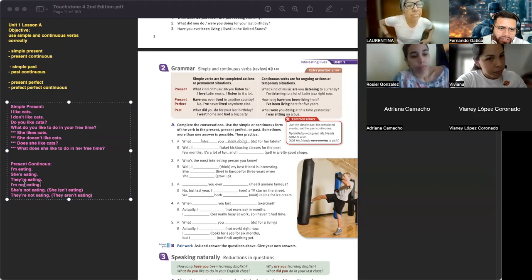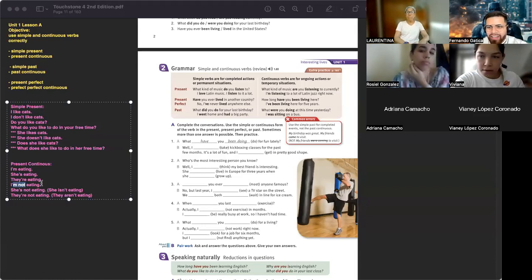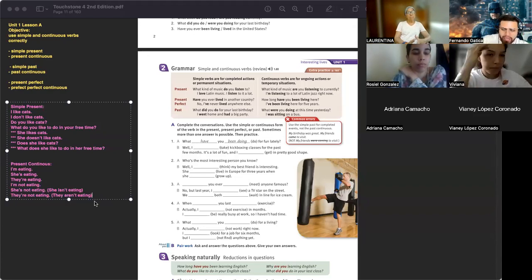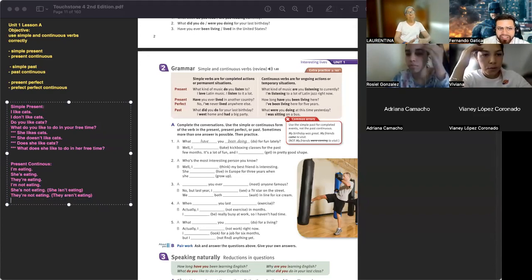Now, you cannot put the contraction with the verb be. It doesn't exist. I'm not eating is the only option. But you can choose the contraction with these. No problem. And those are just the sentences. Now the questions.